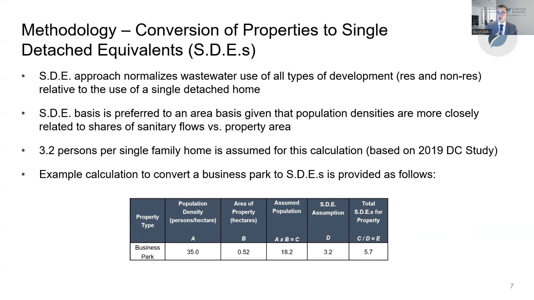Based on the assumptions we've utilized in other documents, the 2019 development charge background study, there's about 3.2 people for every single detached home. So if we divide the 18.2 by the 3.2, this property needs about 5.7 single detached equivalent homes worth of flow. Okay.